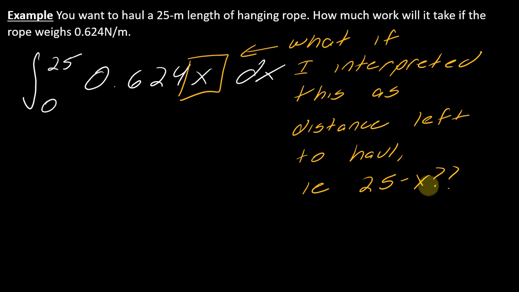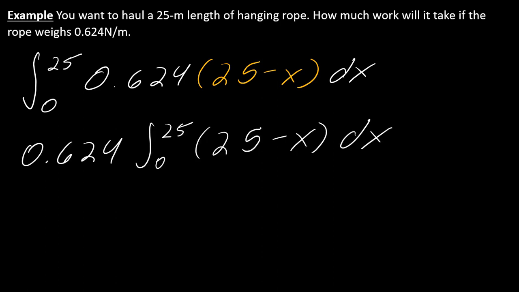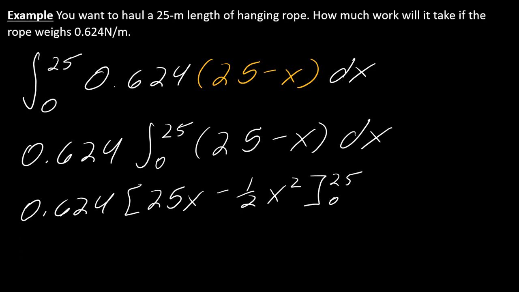So at the beginning, there's 25 meters of rope, and then at the end, there's 0 meters of rope. So it doesn't matter if I plug in x or 25 minus x. Okay, so let's find out. I'm going to replace that x with 25 minus x. And so if I do the calculation, I run everything out, and I get still 195 joules.